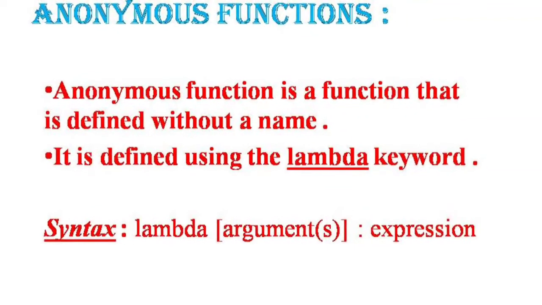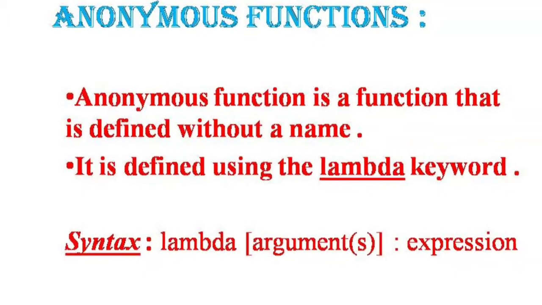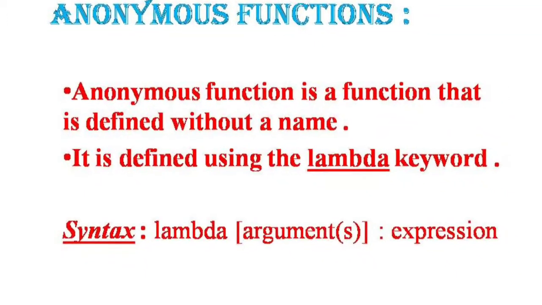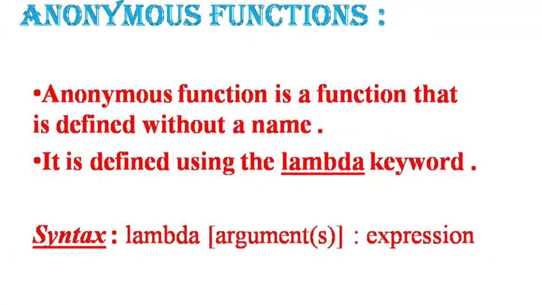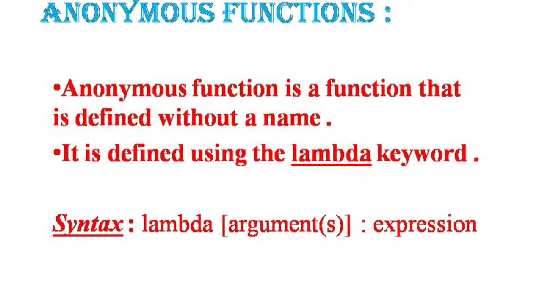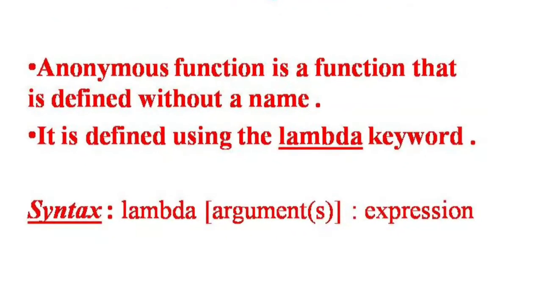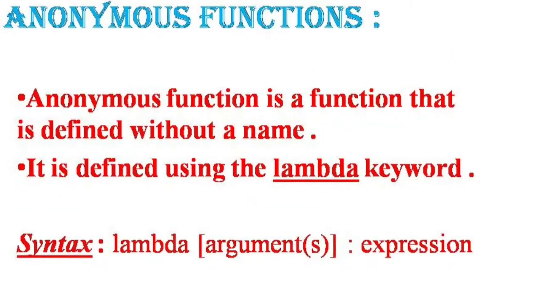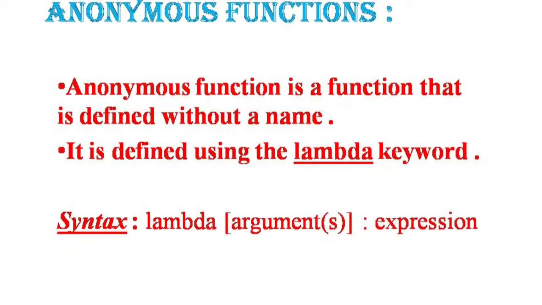What is anonymous functions? Anonymous function is a function that is defined without a name. It is defined using the lambda keyword. Syntax: lambda, number of arguments, expressions.